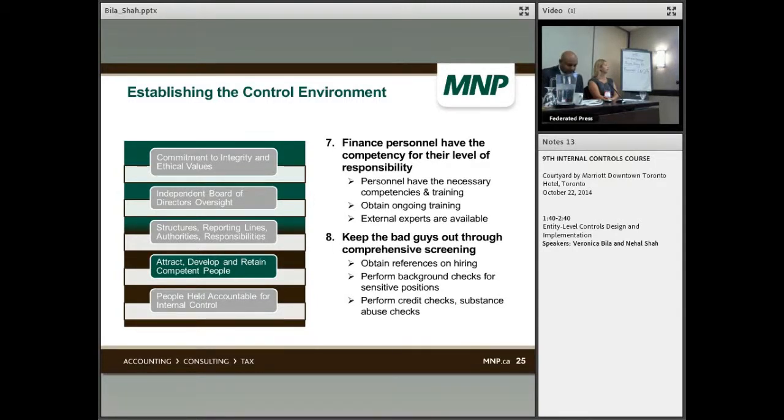The second piece here is keep the bad guys out through comprehensive screening. Sounds simple, but helping to set the tone of the control environment involves bringing the right people on board. So we would expect to see that references are verified when hiring new employees. Criminal checks are performed as well as credit checks.